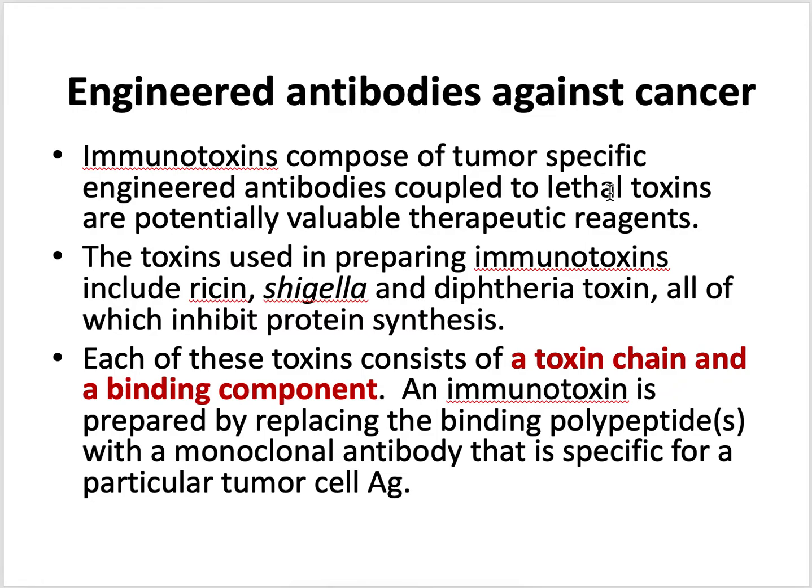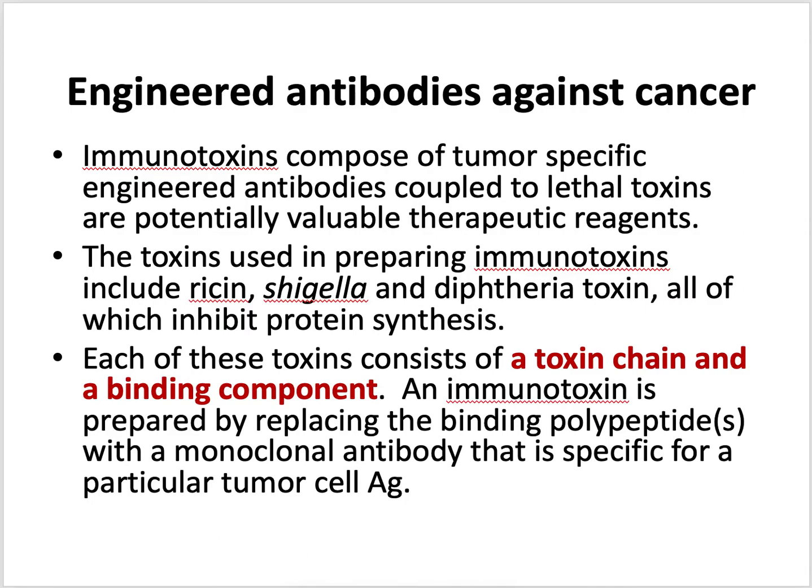Okay, so for the preparation of these immunotoxins, different toxins are used, such as ricin, shigella, and diphtheria toxins. This type of toxin usually has two parts: a toxin chain and a binding component. What is done is the binding component of these toxins is replaced with a monoclonal antibody which is specific for a particular tumor cell antigen.